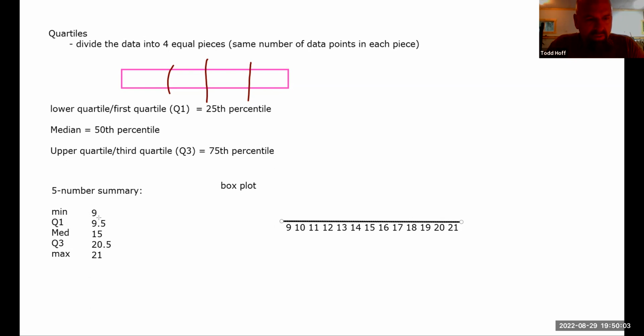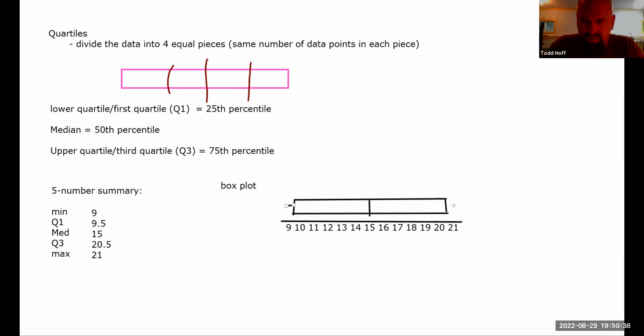box plots. So I'm going to start with the quartiles. Q1 is 9.5. That's going to be right here. So I'll put a vertical line at 9.5. The median's at 15. So I'll put a vertical line at 15. Q3 is at 20.5. So I'll put a vertical line there. And then I'm going to connect the quartiles to each other. And you can see that forms a box. And then I do a whisker out to the minimum, to 9. So from 9 into the first quartile, I do that whisker.